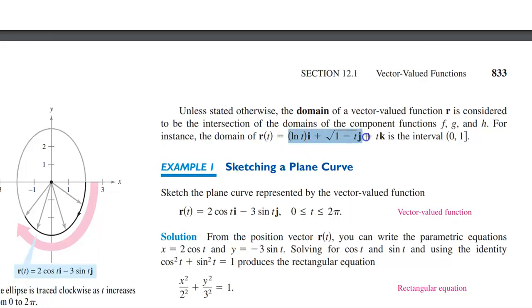If you want to see an example, just take a look right here. There are no restrictions on t over here. Over here, t has to be less than or equal to -1. Over here, t has to be greater than 0. So you have to find something that satisfies all of those. So it has to be greater than 0, it has to be less than or equal to -1.